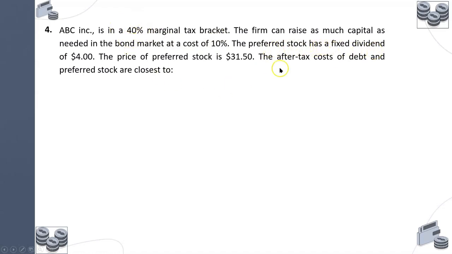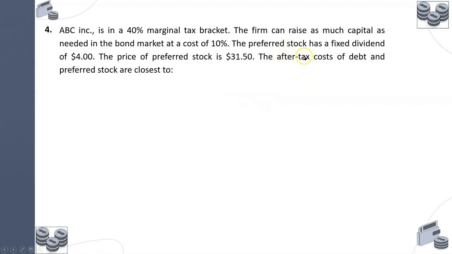The preferred stock has a fixed dividend of $4. So the company pays $4 to each preferred stockholder, and the preferred stockholder pays $31.5 to buy it in the market. So the yield to the preferred stockholder is 4 divided by 31.5. That is the return to the preferred stockholder. That return represents the cost of the preferred stock in the eyes of the company. So the after-tax cost of debt and preferred stock are closest to.